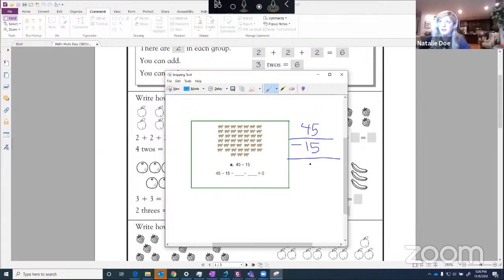Okay. Then we're going to do the same thing again. This is repeated subtraction. So we're going to subtract another 15. So what's 30 minus 15?